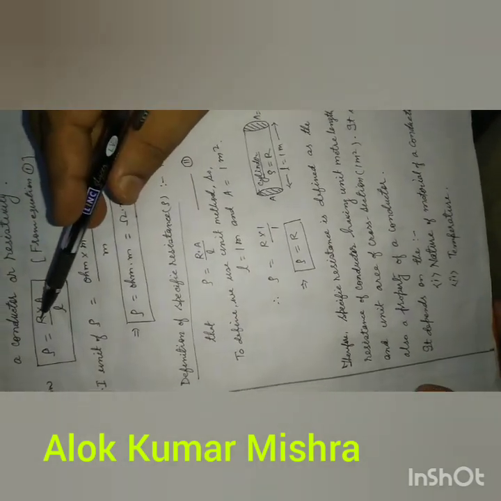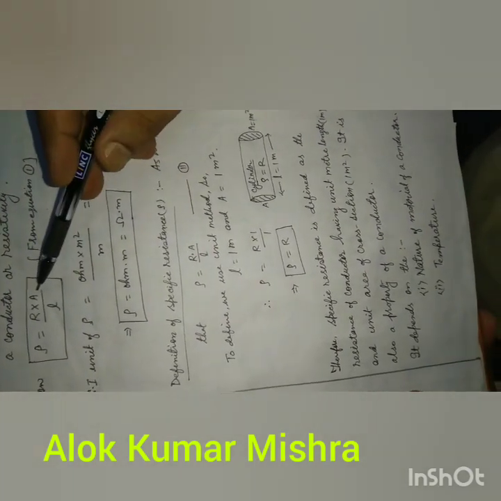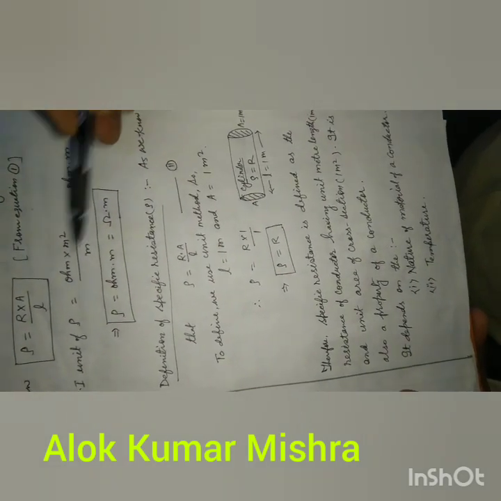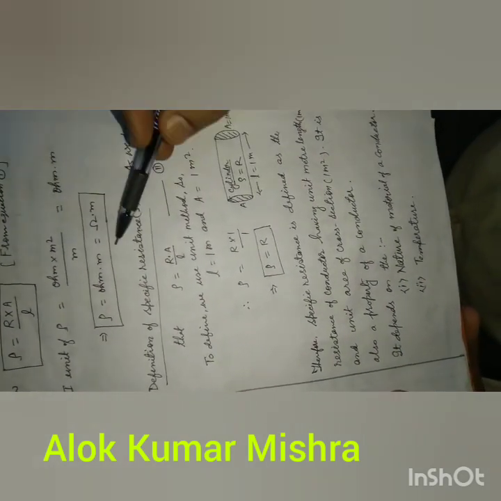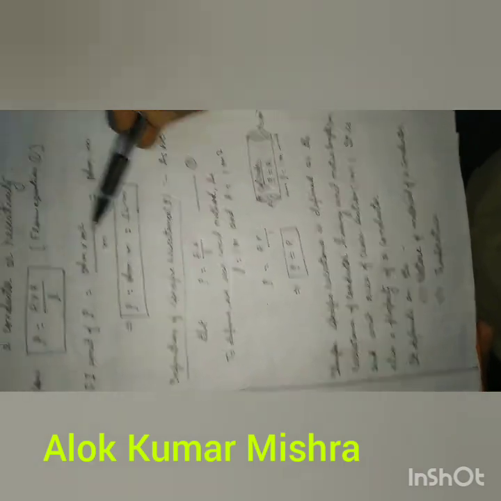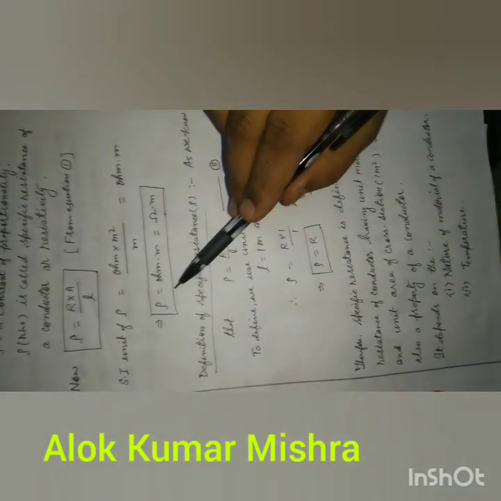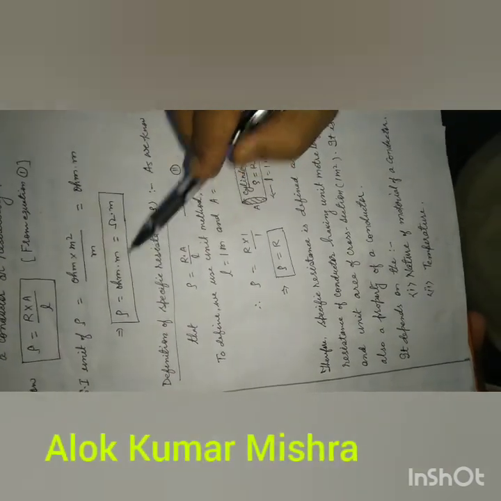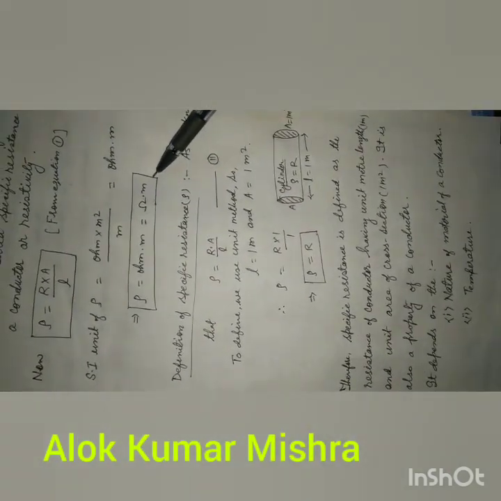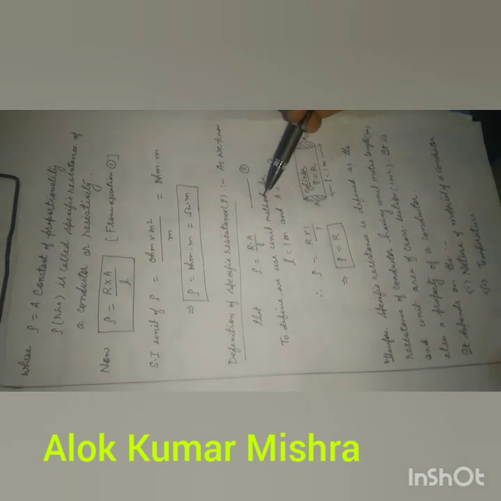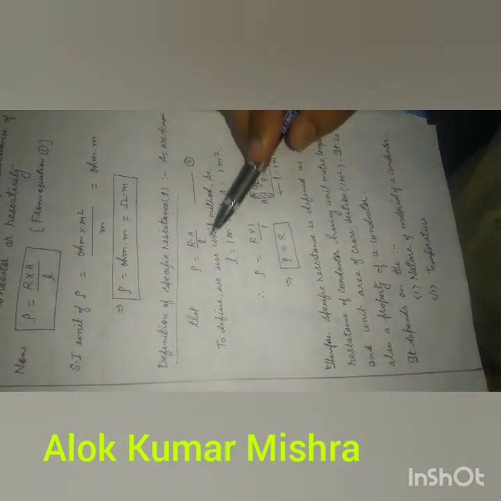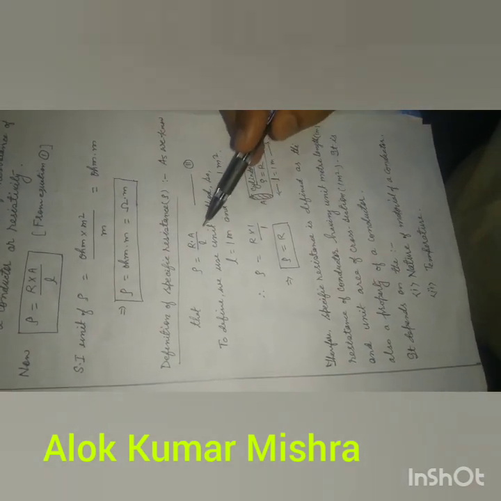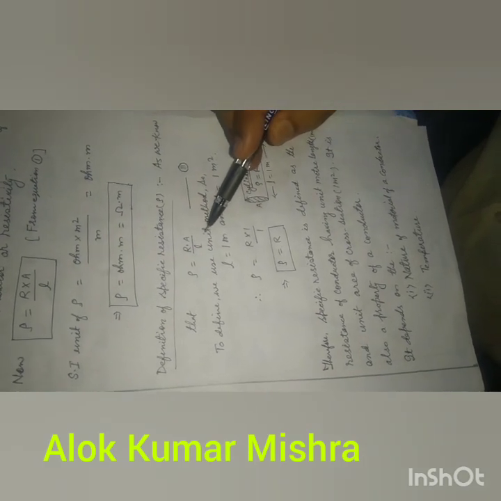Okay, the SI unit of specific resistance is ohm in place of resistance, meter square in place of area of cross section, divided by meter. After cancelling some quantities, the SI unit of specific resistance is ohm meter. In symbol, ohm meter. So from the formula we know that rho is equal to R into A by L.